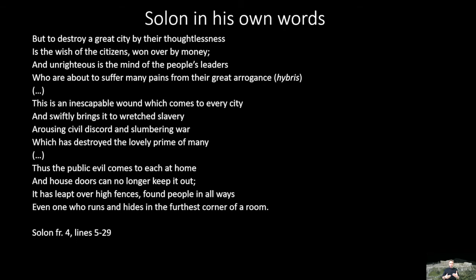problem that he's been brought in to address. There is huge thoughtlessness. Citizens have been won over by money, by greed. Unrighteousness is rife. Hubris is being committed on every side. This is a wound that comes to every city, right, and brings with it wretched slavery, civil discord, slumbering war, destroyed the prime, the kind of life of many. And the fact is, this has not just touched a few people, but this has actually touched everyone.